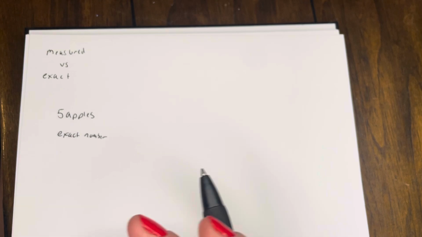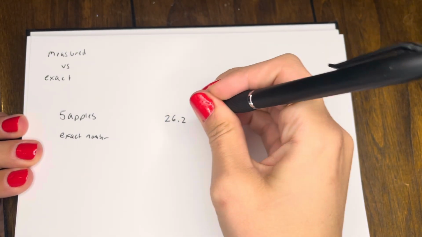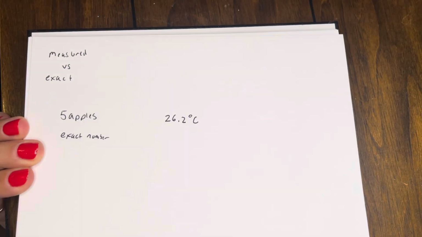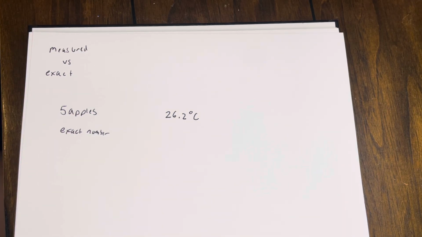So let's say we're reading a thermometer. A thermometer shows 26.2 degrees Celsius. Is this measured or exact? Okay, well, let's think about it like this. Does temperature require an instrument? Yes, because we've used a thermometer for this. And so it would be a measured number. And that 0.2 in that 26.2 is estimated. And so that just further explains this as being a measured number.